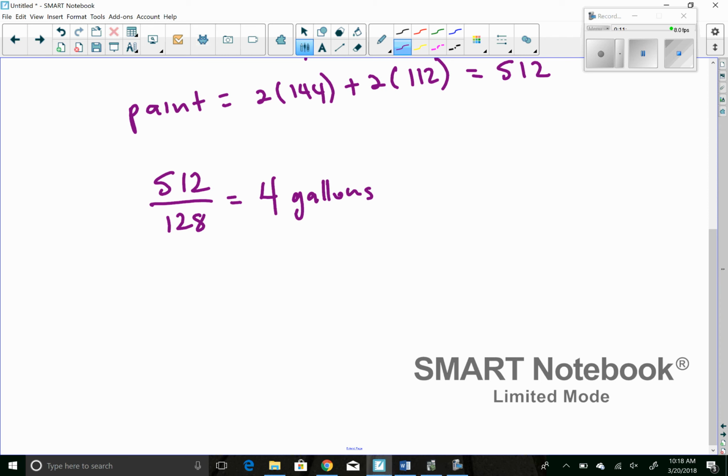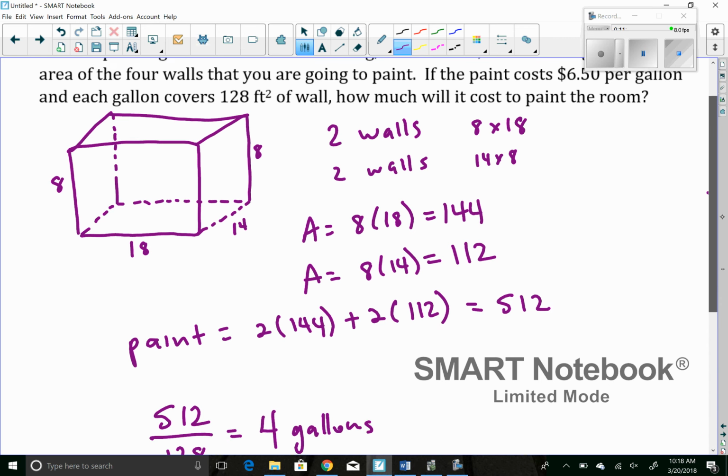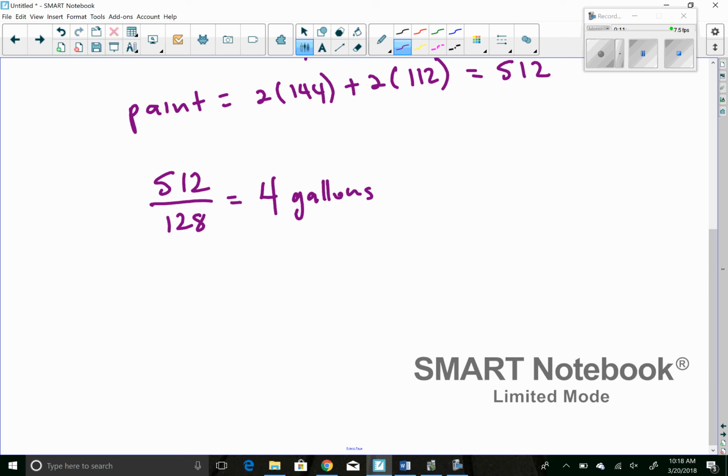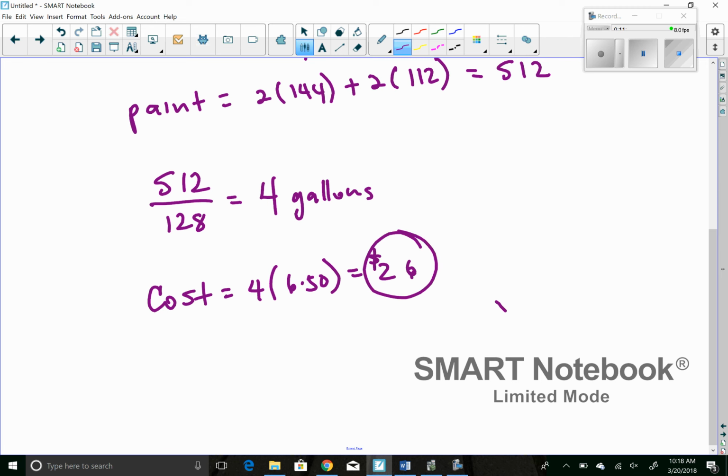Now, if that came out to be a decimal, luckily for us it didn't, but say it came out to be 4.2 gallons of paint, 4 gallons of paint wouldn't be enough to cover it, so I would have to buy 5 gallons of paint. So we have to do some thinking sometimes with some of these questions. So I need to buy 4 gallons of paint, and it says each gallon of paint $6.50, so my total cost is going to be 4 times $6.50, which comes out to be $26. That's a 6.